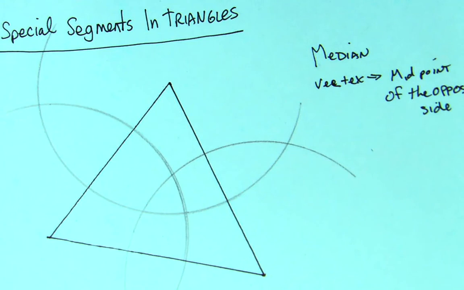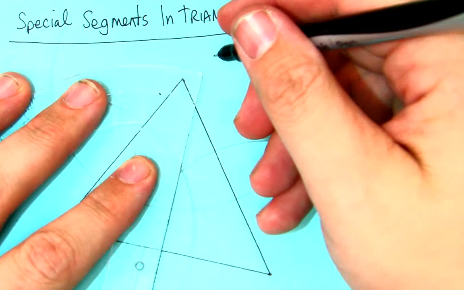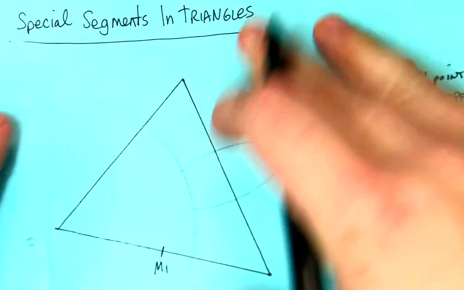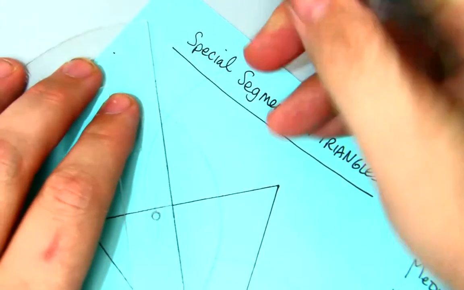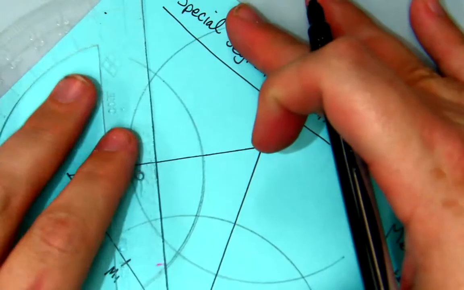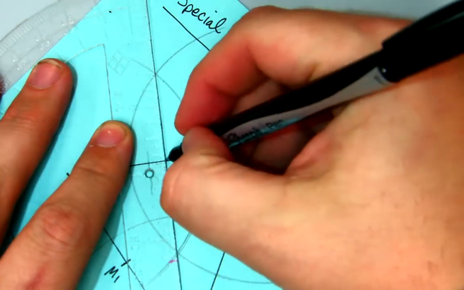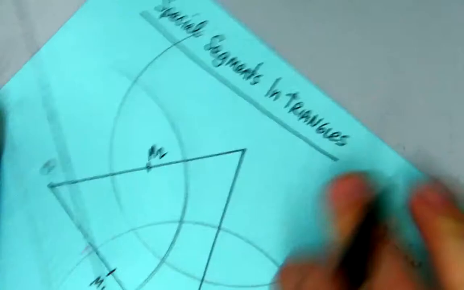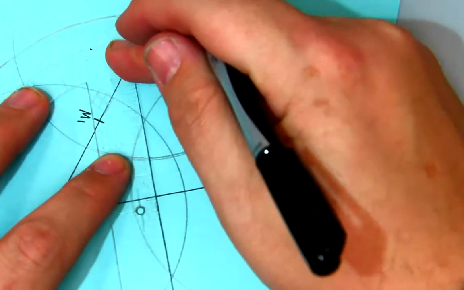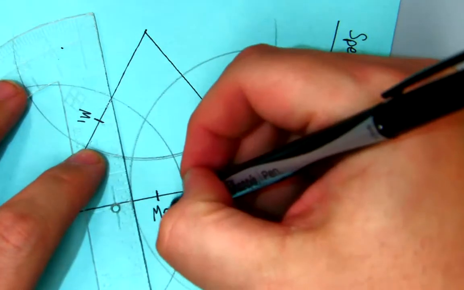Alright, so I'll take my straight edge again and line it up and find my midpoint. I'll call that M1. I'll line this one up, and I'll call this one M2. I'll line this one up, and I will call this one M3.